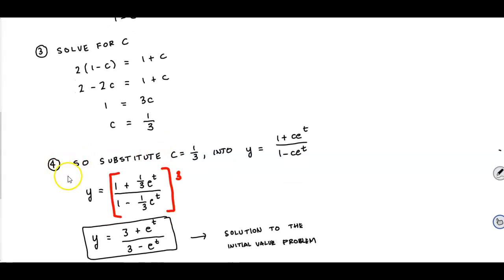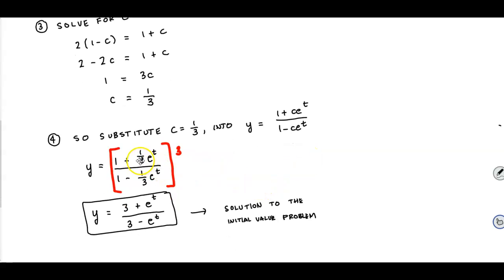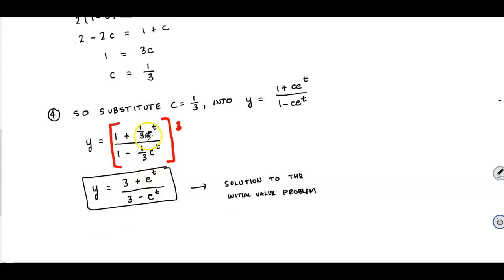And now for step 4, we're going to substitute c equals 1/3 into the function y equals (1 plus c e to the t) divided by (1 minus c e to the t). So now that we plug in the value of 1/3 for c, instead of leaving the fractions, we can multiply both the numerator and denominator of this fraction by 3. So we end up with y is equal to (3 plus e to the t) divided by (3 minus e to the t). And therefore, this is a solution to the initial value problem.